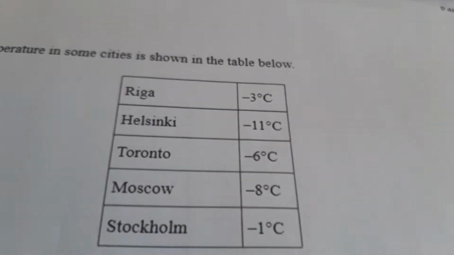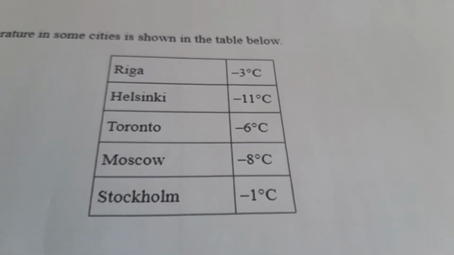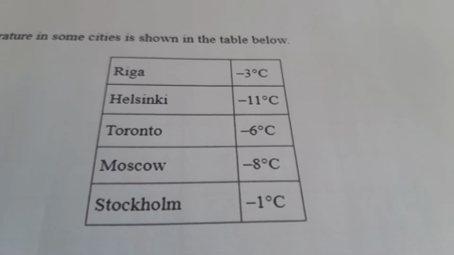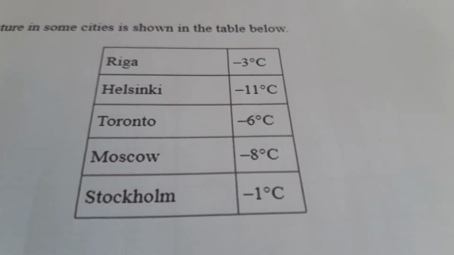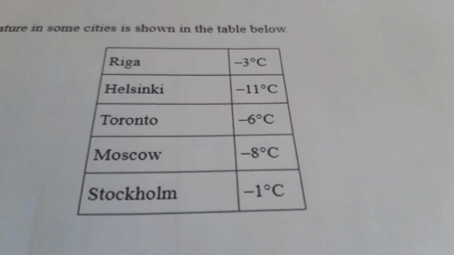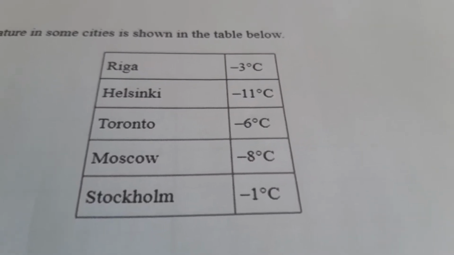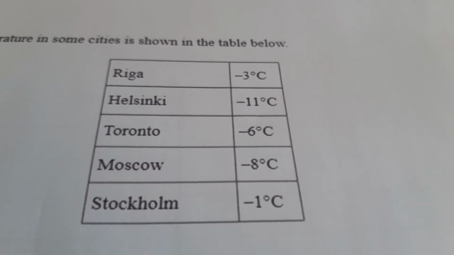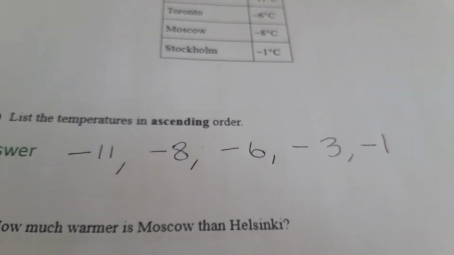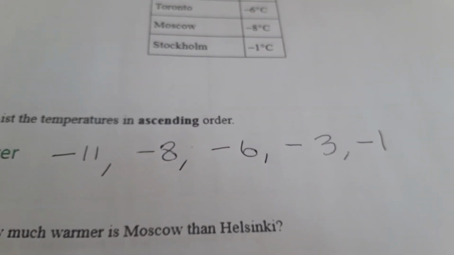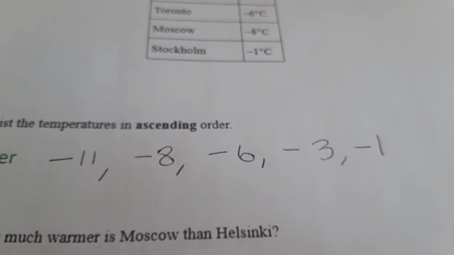So the lowest temperature is -11. So it goes first. Then you'll have -8. Then you'll have -6, -3, and -1. Ascending order means going from bottom, the lowest, to the highest.